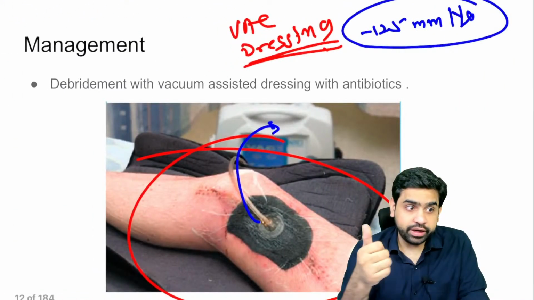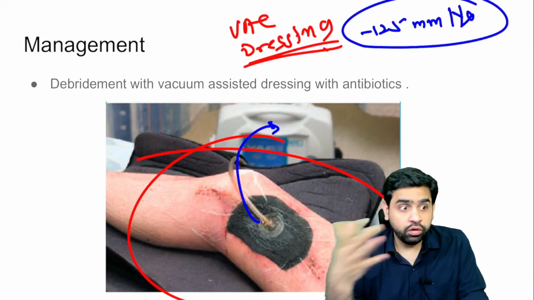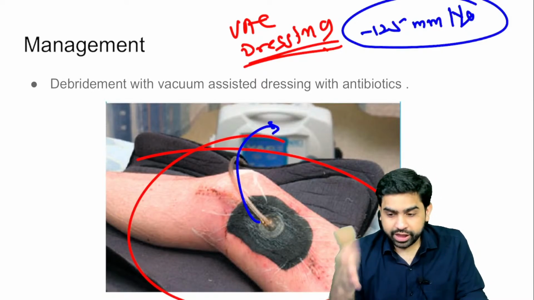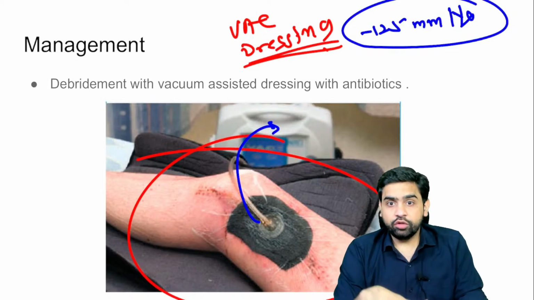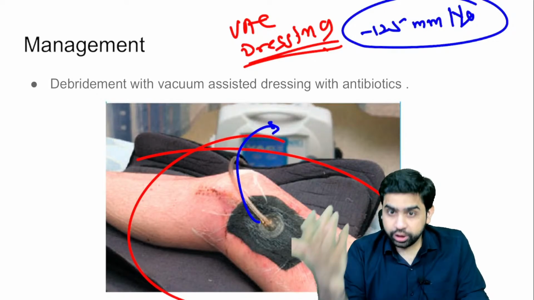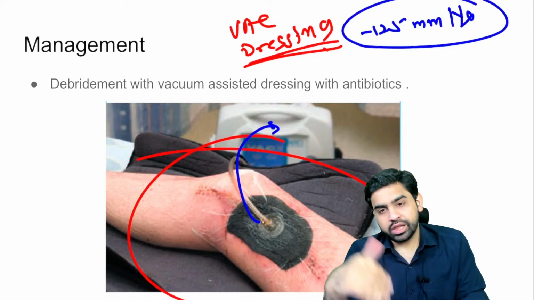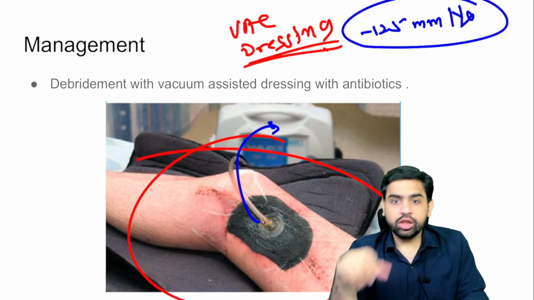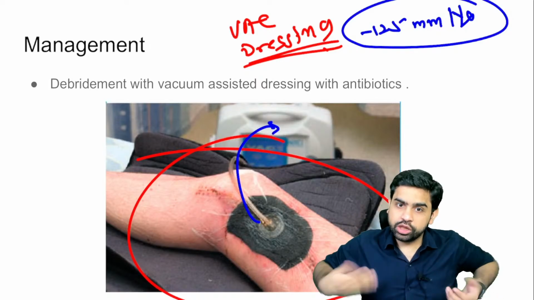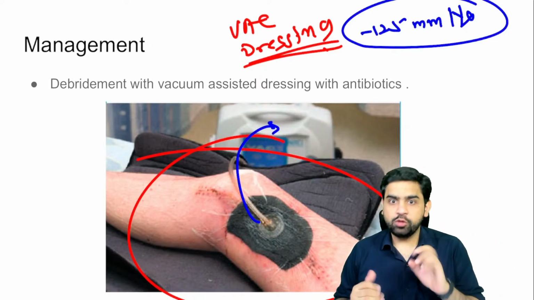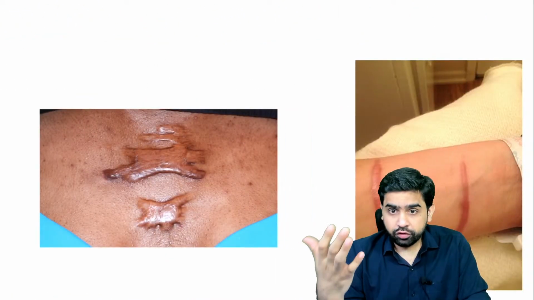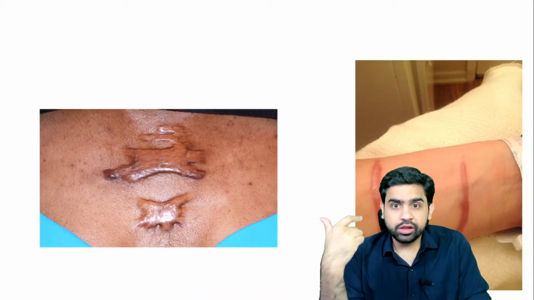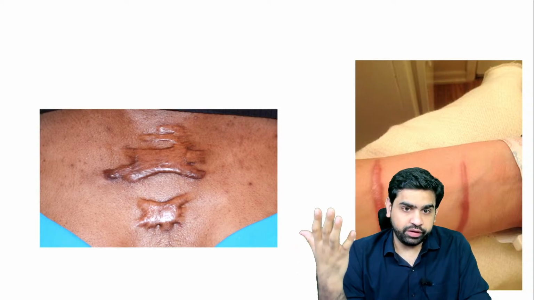How do you prevent it? You have to change the position of the patient very frequently. If the patient is paraplegic, you have to change the position every 2 hours. And if the patient is wheelchair bound, then every 10 minutes the patient has to lift themselves up for around 10 seconds. That is what you need to understand. This is how you're going to prevent it. Apart from that, you can also use air beds and water beds to prevent it. Now, pretty simple.